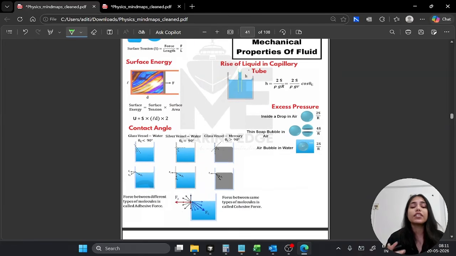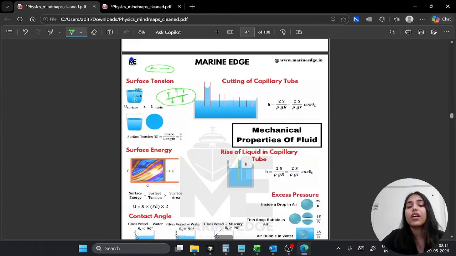Another important thing is the force between two different types of molecules, called adhesive force. This is the force that acts between your paper and glue when you attach them. And the force between the same type of object is called cohesive force. Same molecules will be attached towards each other because of cohesive force. Now, a capillary tube is a very thin tube.